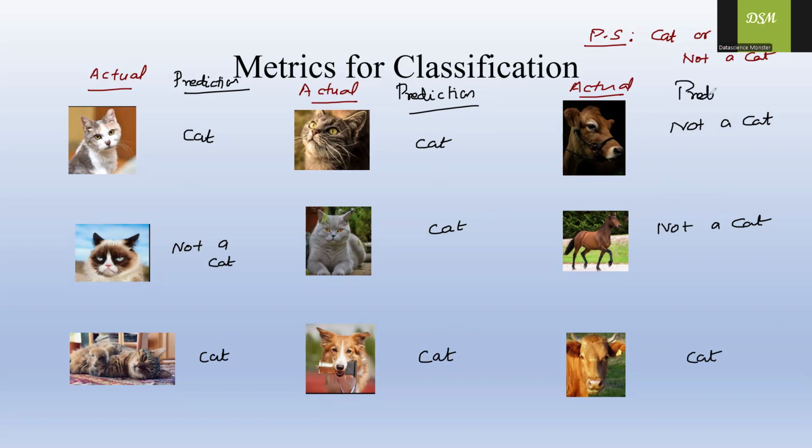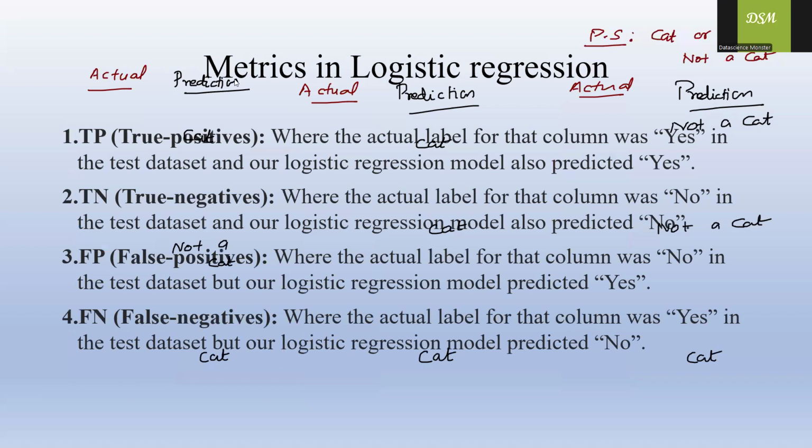So there are 9 images. What is my goal? I have to predict whether it is a cat or not a cat. So these are the actual images. The black, whatever I have written, that is basically the prediction. So now why is the confusion matrix confusing for people? Because it is hard to find out what is true positive, true negative, false positive, and false negative. So let me make it clear what that is, right?